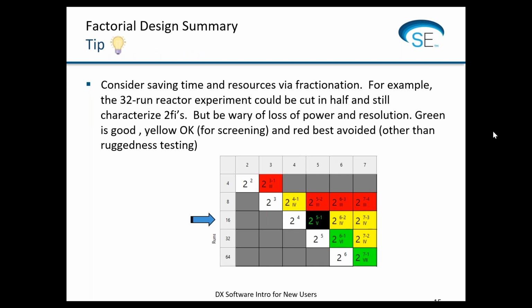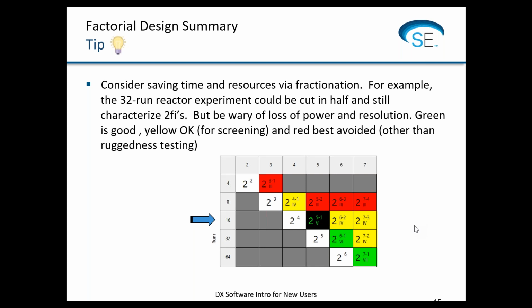I mentioned that there was a green design just above the full factorial. So maybe we could have done this study using that design with only 16 runs. And that's a good idea to consider. The green designs will help us understand main effects and two-factor interactions, not so much three-factor interactions or higher, but three-factor interactions are very rare, and 4- and 5-factor interactions, basically you can say they don't exist. So this may be a very good experimental choice.